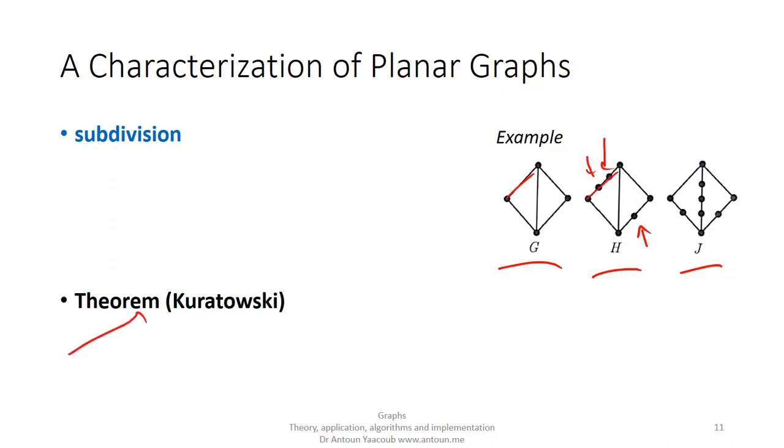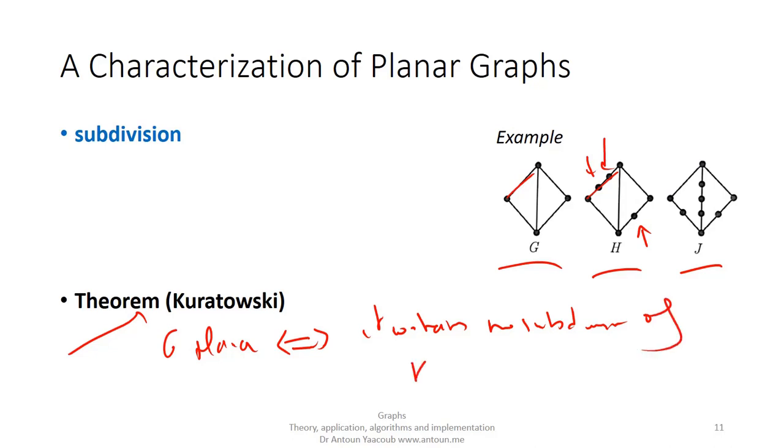So we have a theorem that is due to Kuratowski. A graph is planar if and only if, so you should pay attention because we'll be using this a lot, a graph is planar if and only if it contains no subdivision of K5 or K33. So we already know that K5 and K33 are non-planar. So if we have a graph and we can make a subdivision of that graph that contains K5 or K33, we are sure that the original graph is non-planar.